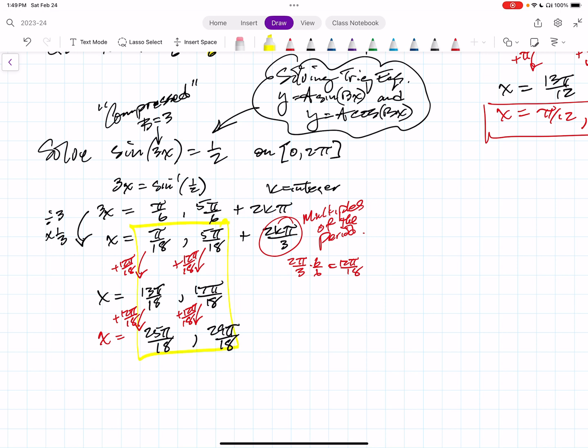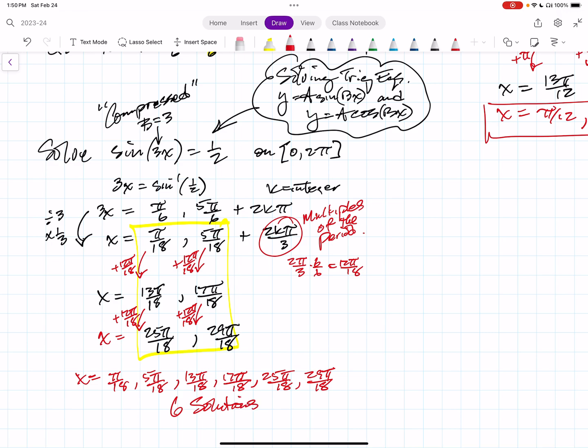Here they are. All right, so let me just write them out in detail. My first two are pi/18 and 5 pi/18. Next two, 13 pi/18 and 17 pi/18. And then the last two, 25 pi/18 and 29 pi/18. I get 2, 4, 6 solutions in all.